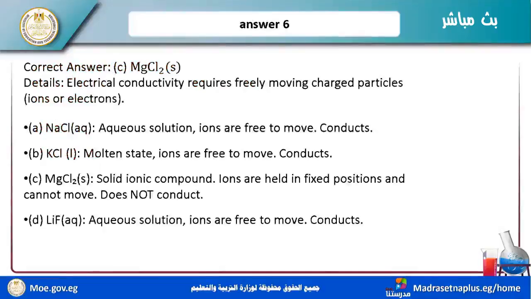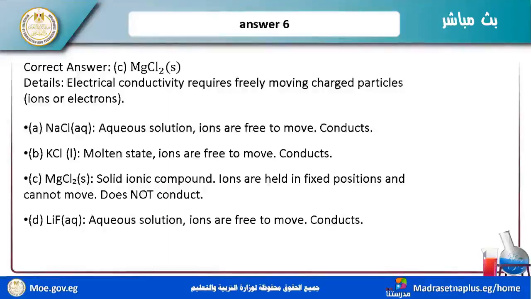Why? Because electrical conductivity requires freely moving charged particles, ions or electrons. In NaCl aqueous solution, ions are free to move and conduct electricity, and in KCl in the molten state, ions are free to move and conduct.